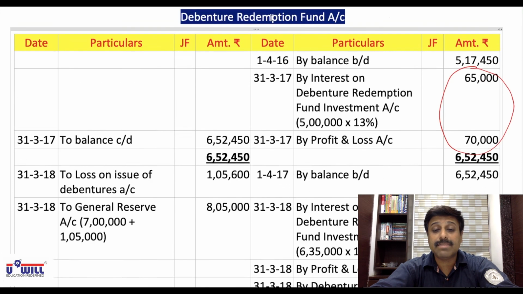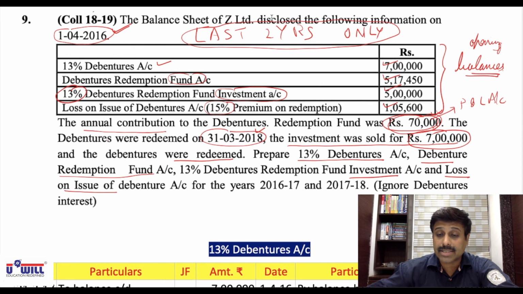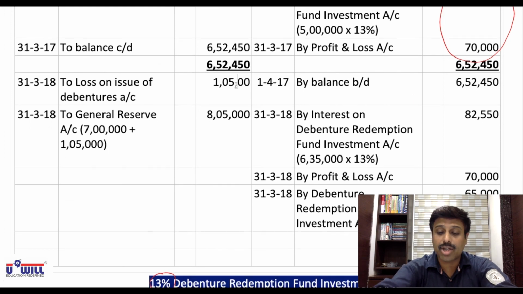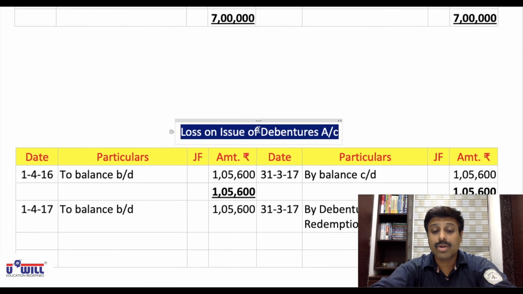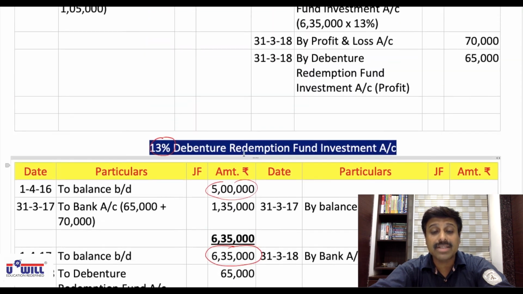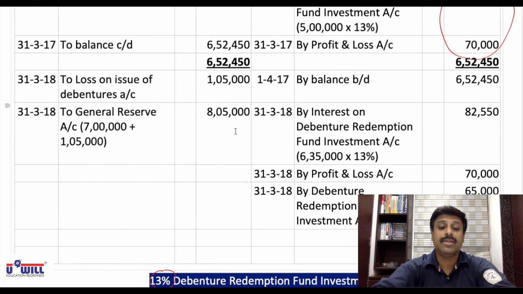So here I think there is a misprinting. It should not be 1,05,600. Make the correction. It should be 1,05,000. As we are counting, it should be 1,05,000 only. So make the correction in all the amounts of losses. Okay, balance also 1,05,000. Everywhere make the correction. Okay, loss is 1,05,000, and including that loss, we transfer 8,05,000 to general reserve.